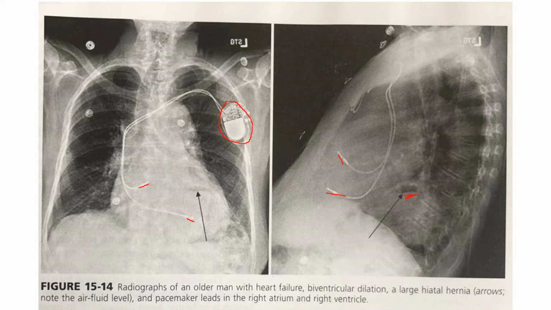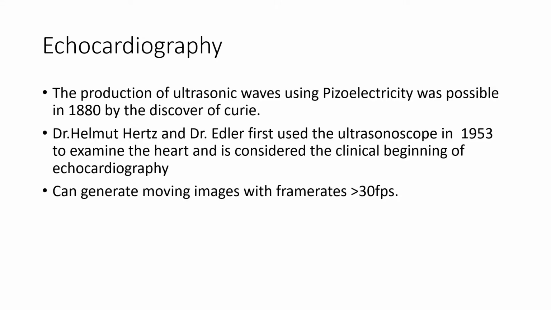chest thoracic cavity. Next emerging modality we'll be looking at is the echocardiography. This was possible by the production of ultrasonic waves using piezoelectricity, which was discovered in 1880 by Curie. Dr. Helmut Hertz and Dr. Edler were the first to use an ultrasonoscope in 1953 to examine the heart and is considered as the clinical beginning of echocardiography. Echocardiography can generate moving images with frame rates greater than 30 fps.